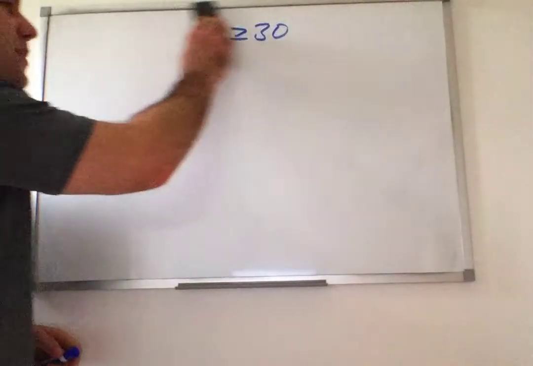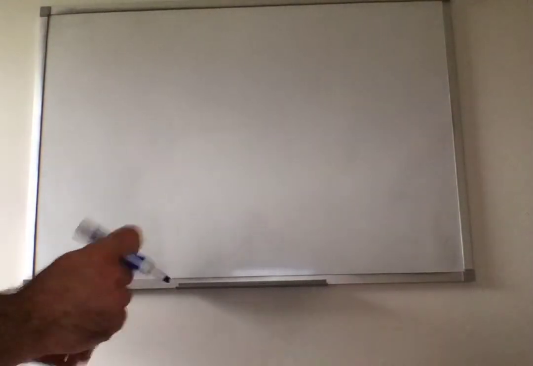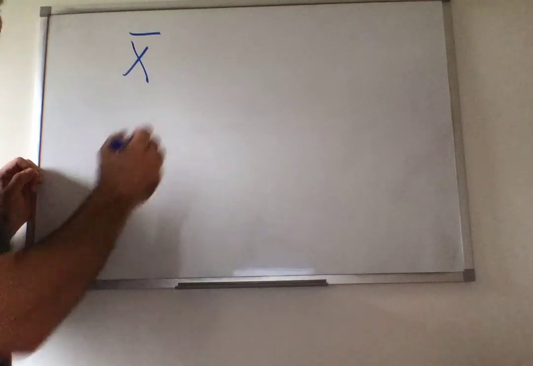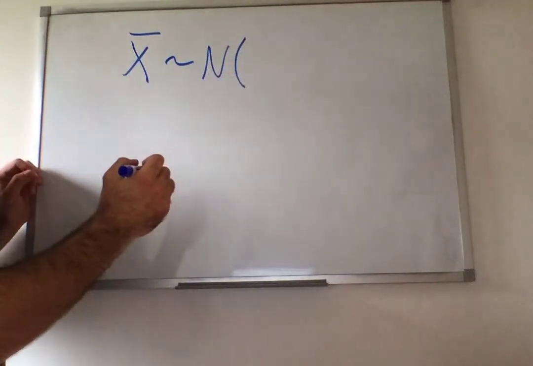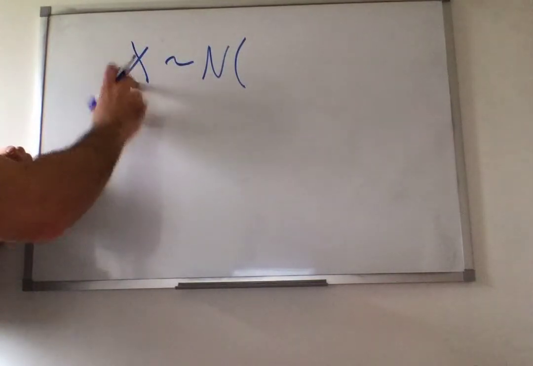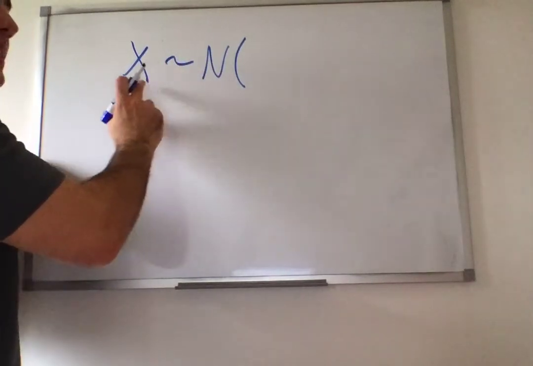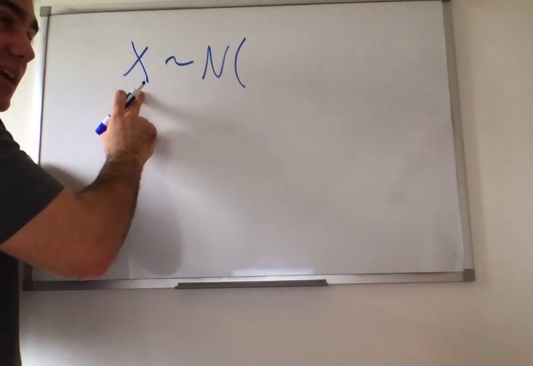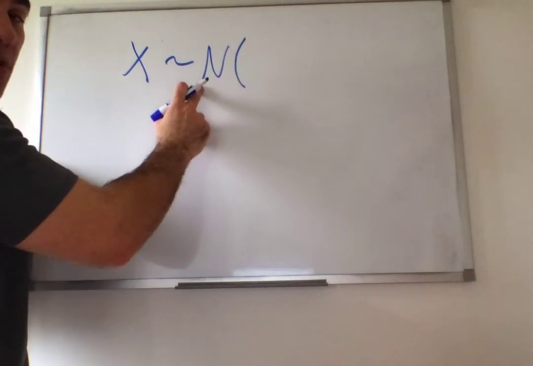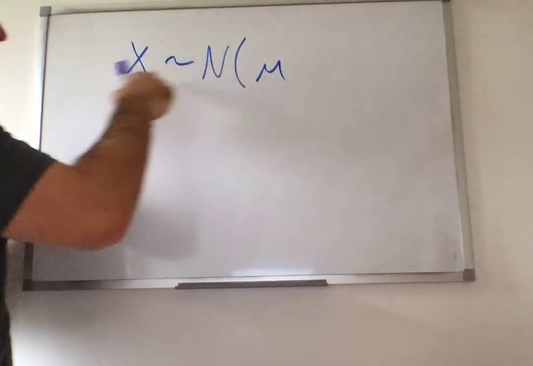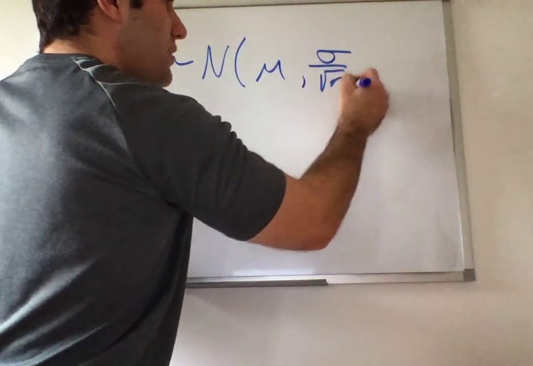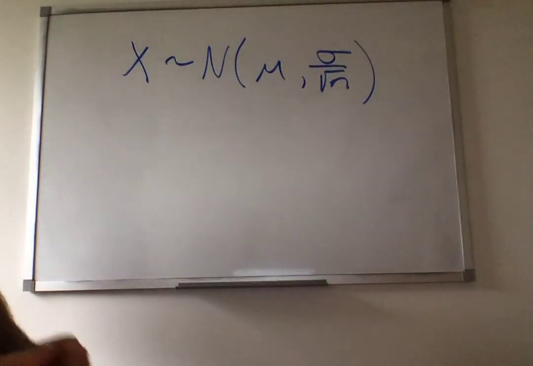Now, if we can apply the central limit theorem, we could say that our sampling distribution is approximately normal. Oh, sorry, not our sampling distribution. Our random variable is approximately normal. It doesn't matter what distribution this has. If it meets the requirements of the central limit theorem, we could say it's approximately normal with whatever the mean was for this random variable, and the standard deviation divided by the square root of n. Okay.